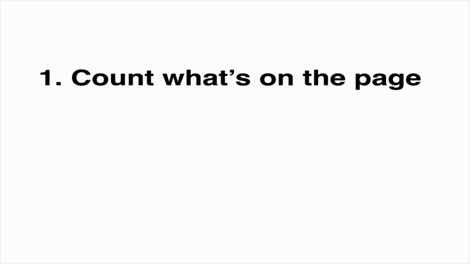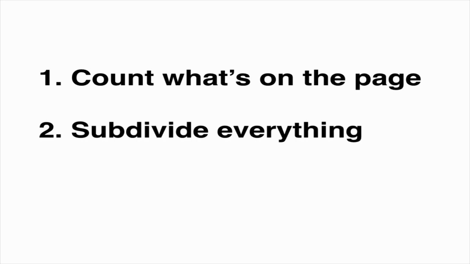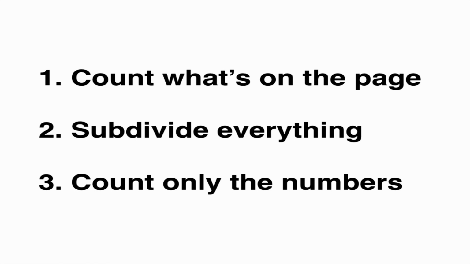Let's talk about some different ways to count these rhythms. In my opinion, there are 3 good ways to do this. Number 1, you count exactly what's on the page. Number 2, subdivide everything. And number 3, count only the downbeats. Counting what's on the page is what we've been demonstrating so far. So the way it works is if there's a note, a rest, or a tie, you count it.